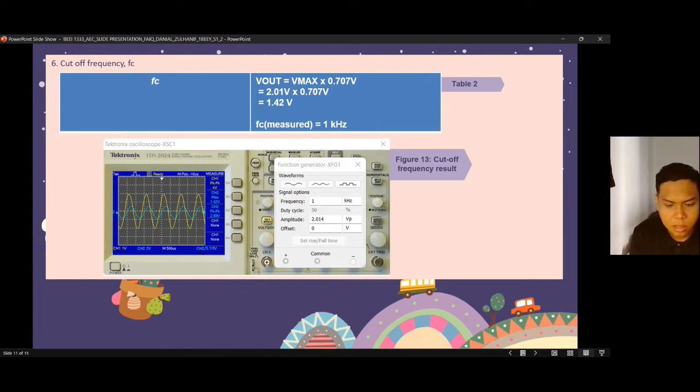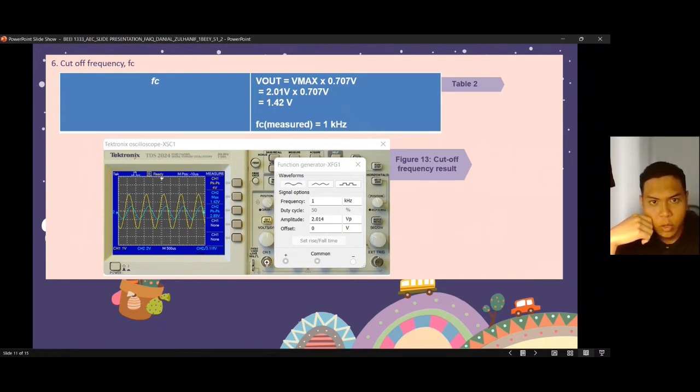Moreover, in step 6, we find the cutoff frequency, which is FC, from the equation V out equal to Vmax times 0.707 volt. The Vmax of 2.01 volt is from table 1 in the previous slide. So from figure 13 below, we simply adjust the frequency until the V out of channel 2 is equal to 1.42 volt, as from the equation Vmax times 0.707 volt.